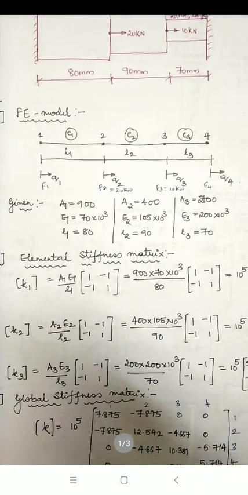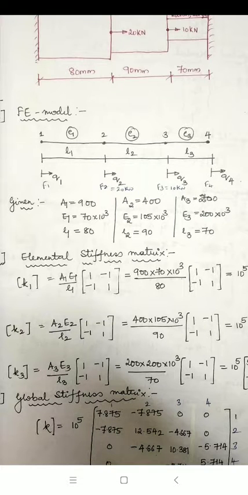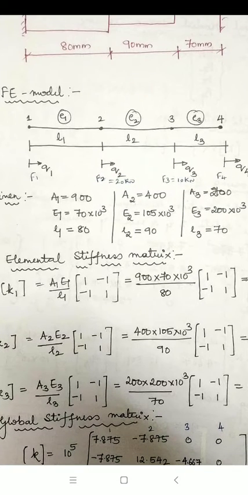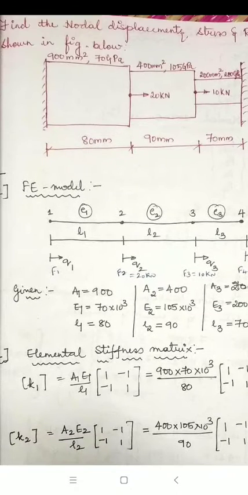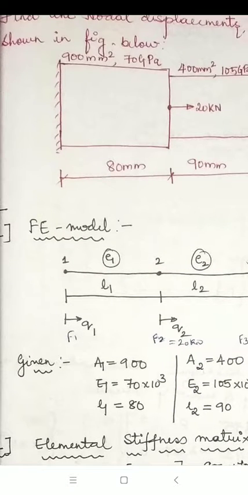Next step, finding the elemental stiffness matrix. First I will find the elemental stiffness matrix for element number 1, that is K1 equals A1 E1 upon L1 times the matrix [1, -1; -1, 1], where K1 is the stiffness matrix, A is the cross-sectional area, E is Young's modulus, and L is the length of the element. Substitute all the values. A, E and L are all given in the diagram. You can see there, E is 70 gigapascal for element number 1, cross-sectional area A equals 900 millimeter square, and the length of the element is 80 millimeters. All the values are given.